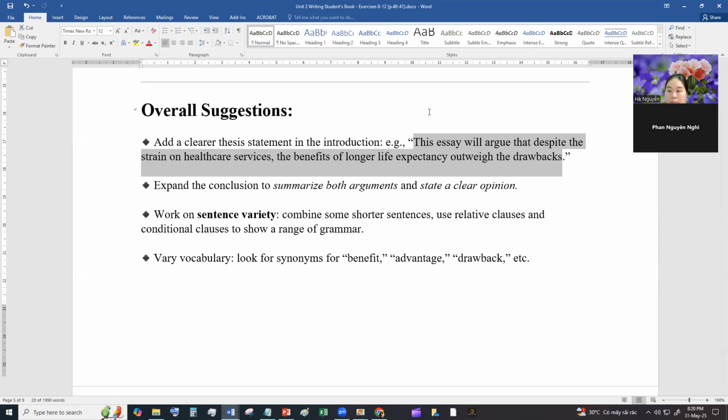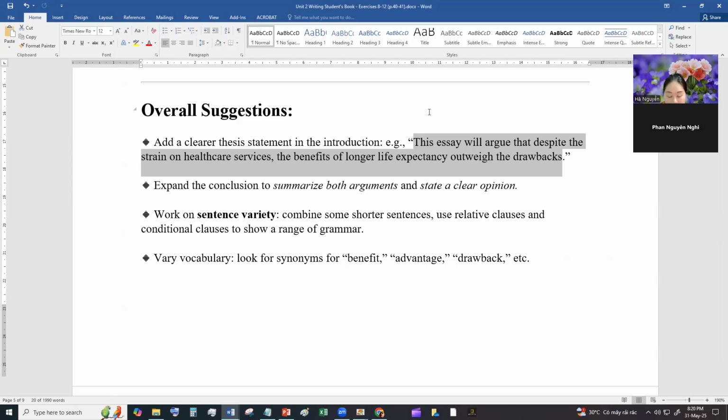This essay will argue that despite the strain on healthcare services, the benefits of longer life expectancy outweigh the drawbacks. That's right. Thank you very much. So there you go. That's a more suitable thesis statement, the plan of the essay.